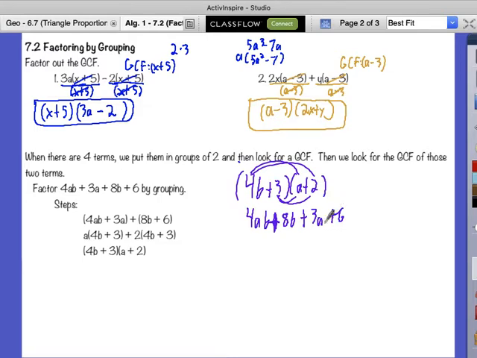Now we might notice we don't have it in standard form. We need the 3a to be before the ab. 4ab, man, this is really not like me today. Plus 3a, plus 8b, and plus 6. We end up with the same thing we started with.